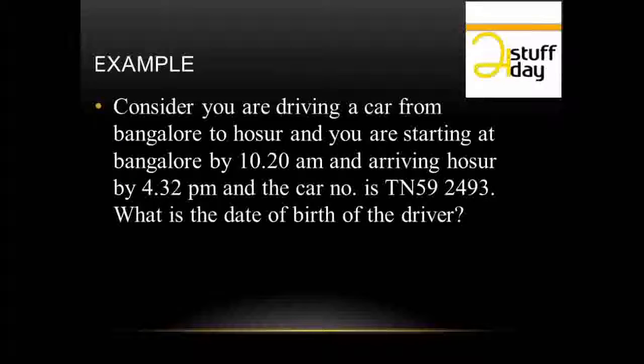See this example. Consider you are driving a car from Bangalore to Hosur, starting at Bangalore at 10:20 am and arriving at Hosur by 4:32 pm, and the car number is TN592493. What is the date of birth of the driver? This is just an indirect way to ask your date of birth. People will ask why the time, car number and so on were added to the question.